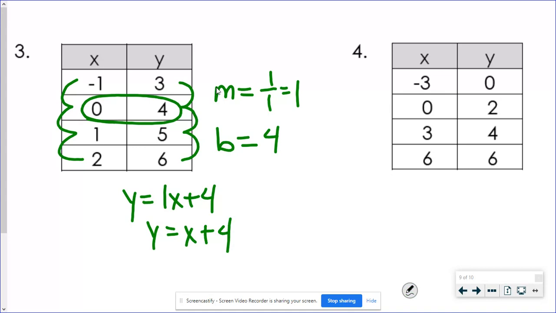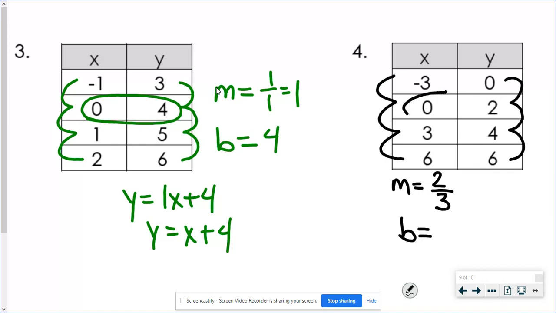All right, for number 4, my slope, the y's are increasing by 2 each time. And the x's are increasing by 3 each time, which means that my slope is 2/3. My y-intercept is where the x is 0. My y-intercept is 2. So the equation for this line is y equals 2/3 x plus 2.